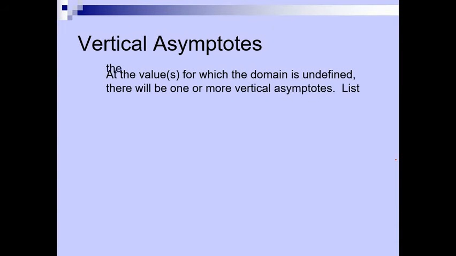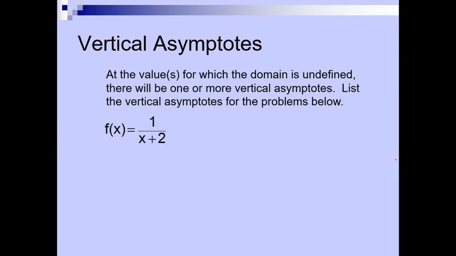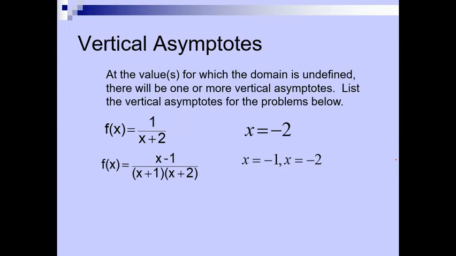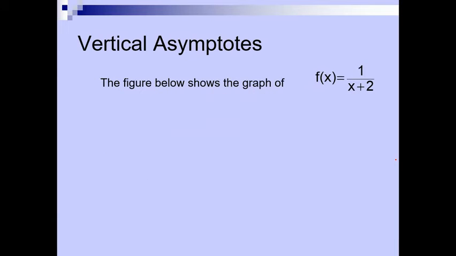At the values for which the domain is undefined, there will be one or more vertical asymptotes. List the vertical asymptotes for the problem below. All right, what's going to be our vertical asymptote for this problem? That's correct, it's -2. What is our vertical asymptote for this problem? That's right, it's -1 and -2. What are our vertical asymptotes here? That's right, we have none.